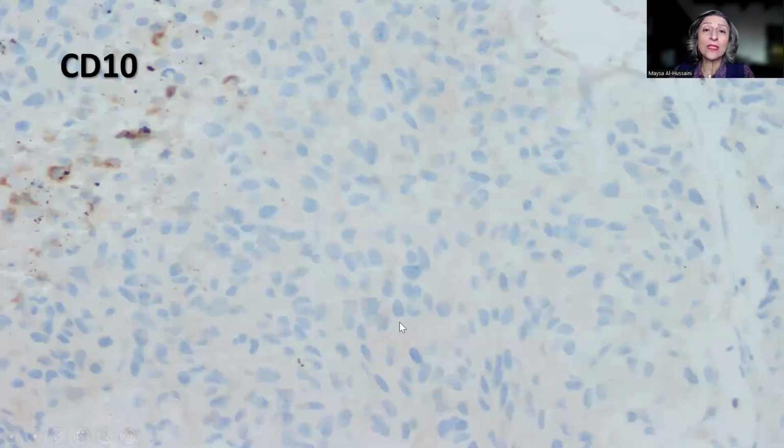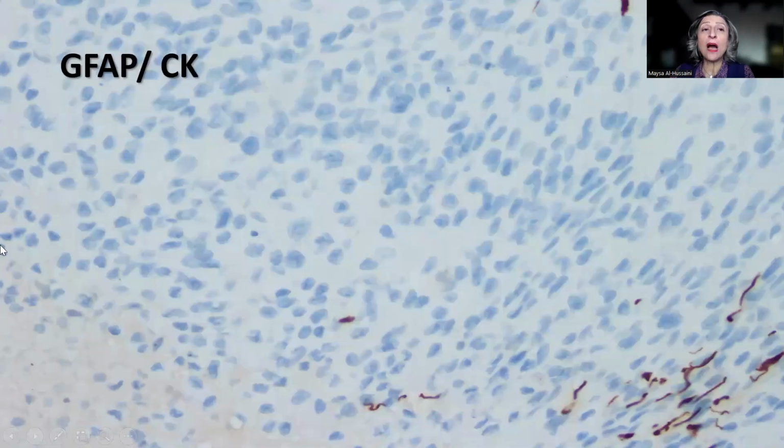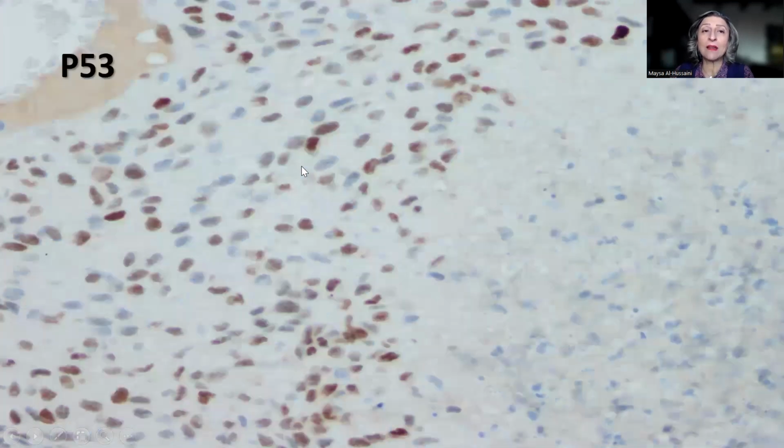Now CD10 was negative, and this is needed to rule out the other important differential diagnosis, renal cell carcinoma, because of the association of hemangioblastoma with the von Hippel-Lindau syndrome and the possibility of metastatic renal cell carcinoma. Remember that the tumor had this unusual appearance. This is why metastatic carcinoma had to be ruled out. GFAP was completely negative, as was cytokeratin. So in a way, essentially ruling out glioblastoma as well as metastatic carcinoma.